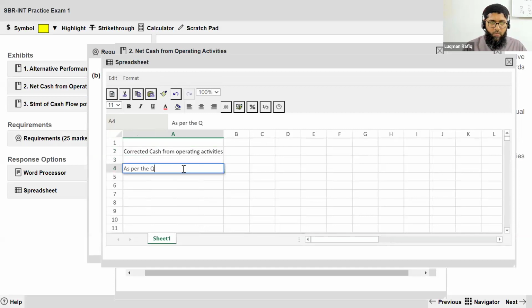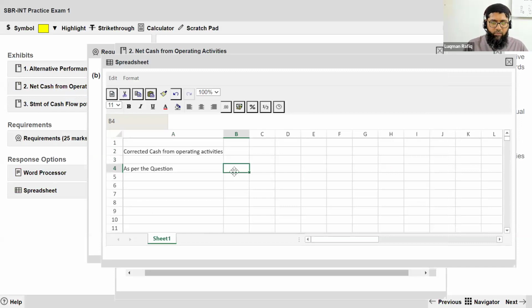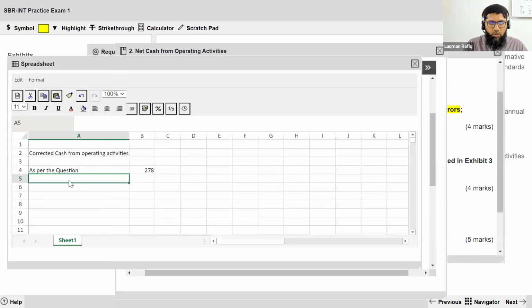As per the question, we have got 278. Then what else is there? The income taxes paid have been deducted. Okay, see, we have to eliminate the effect of non-cash, non-operating items. Associate share of profits needs to be removed. Associate share of profits 12, it needs to be removed. Why? Because it's added up, so you need to remove it because it's a non-operating activity.